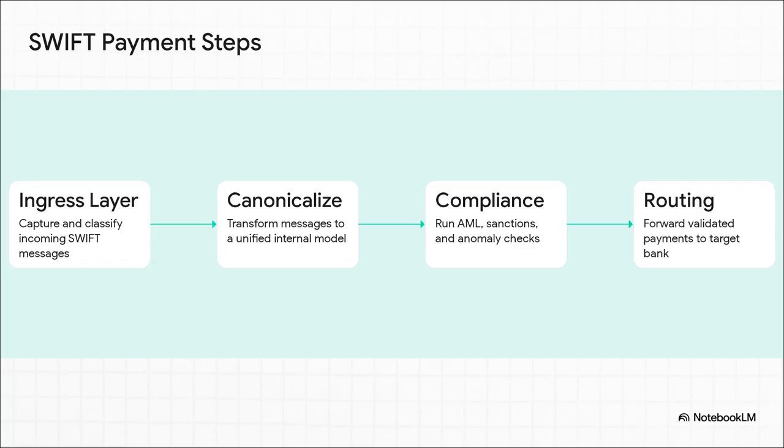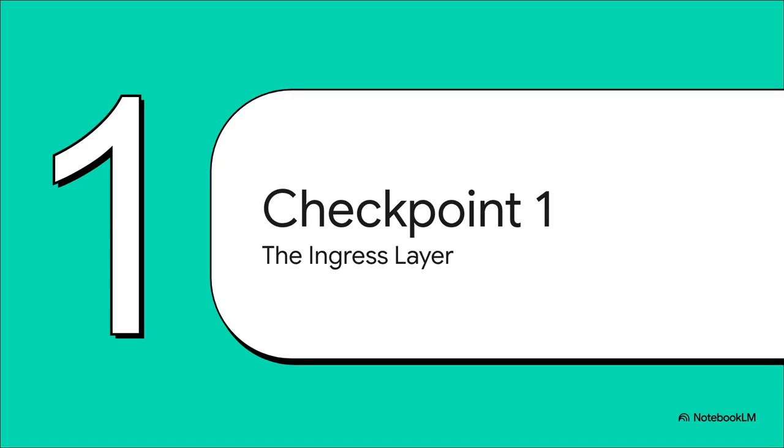Okay, let's dive right into this. Here's our roadmap. We've got 4 main steps. First, the Ingress Layer to capture the message. Second, the Canonicalization Layer to translate it. Third, screening and compliance to secure it. And finally, routing and delivery to send it on its way. All right, checkpoint 1, the secure gateway. Let's explore the Ingress Layer.